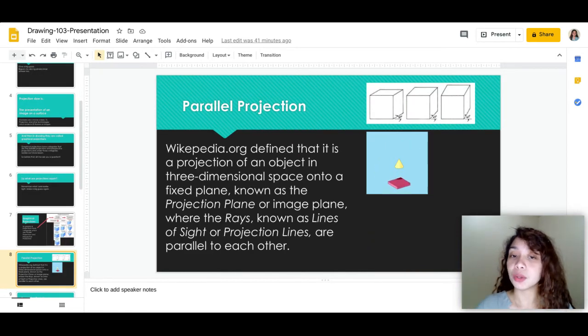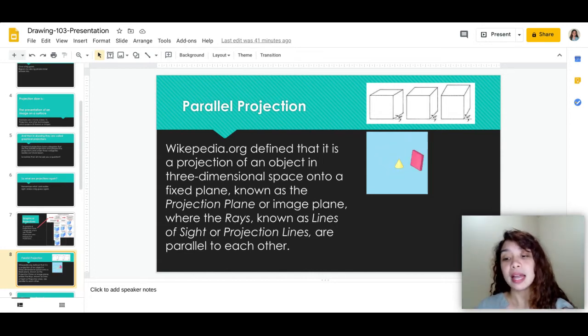Based on wikipedia.org, parallel projection is a projection of an object in three-dimensional space onto a fixed plane known as the projection plane or image plane, where the line of sight or projection lines are parallel to each other. Example of this is the box represented here. This is an example of three-dimensional drawing, whereas it is projected in a fixed plane. This is the fixed plane.